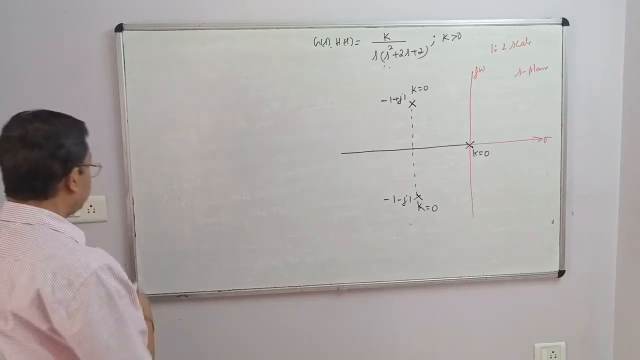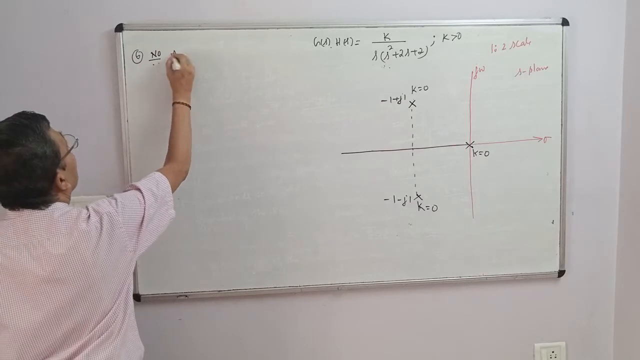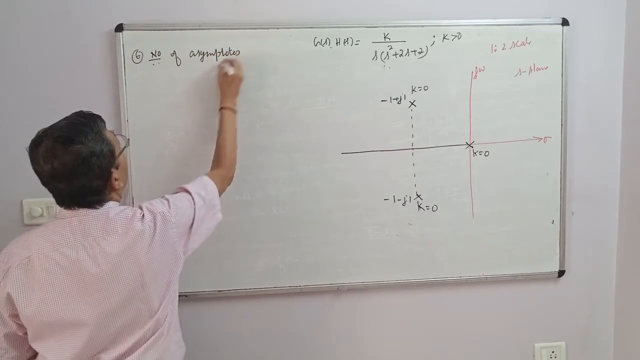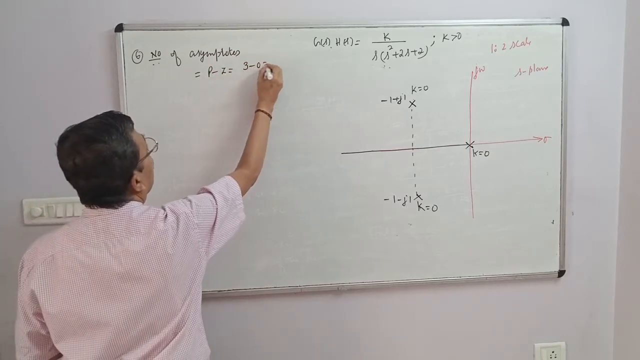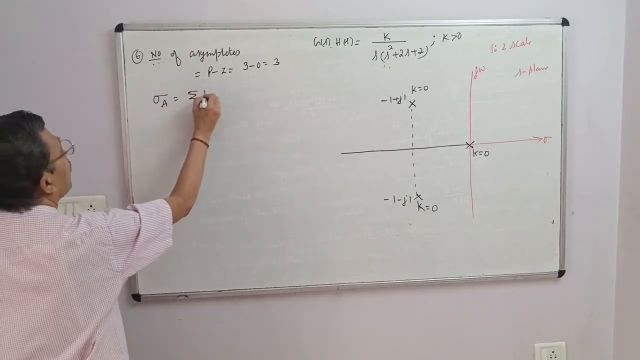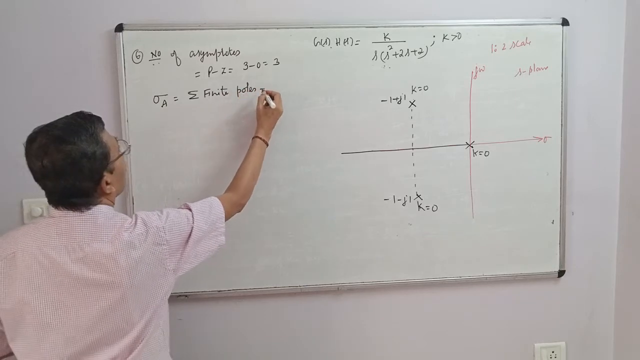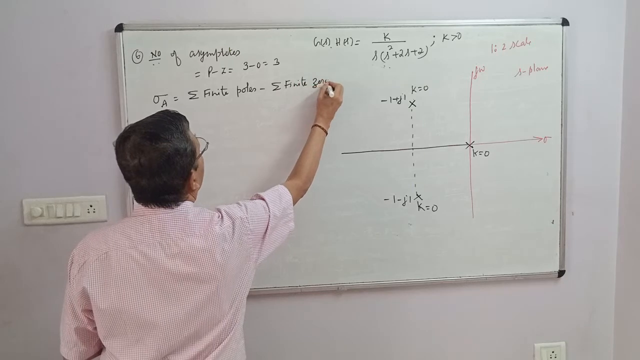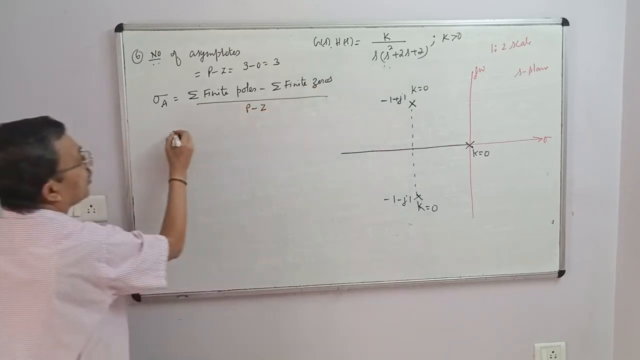Sixth one. Number of asymptotes is equal to P minus Z, which is 3 minus 0, equal to 3. What is the centroid? Sigma A is equal to the summation of finite poles minus the summation of finite zeros, divided by P minus Z.